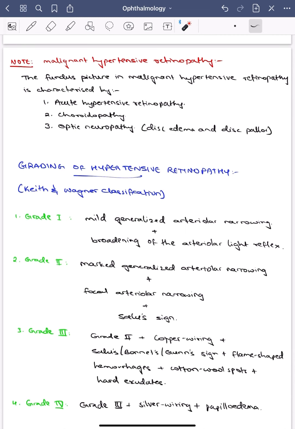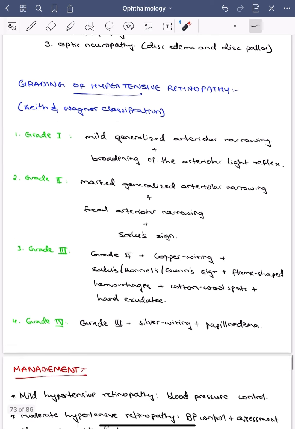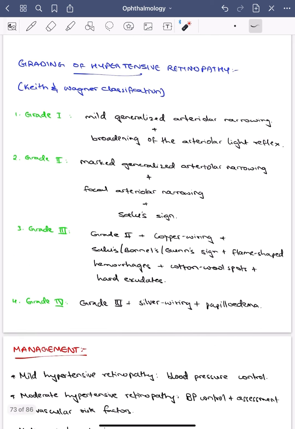Now the fundus picture in malignant hypertensive retinopathy is characterized by acute hypertensive retinopathy, choroidopathy, and optic neuropathy. Okay, so this is about malignant hypertensive retinopathy. Now let us look into the grading of hypertensive retinopathy. The important classification is the Keith and Wagner classification, and under this, hypertensive retinopathy is described as grade 1, grade 2, grade 3, and grade 4.